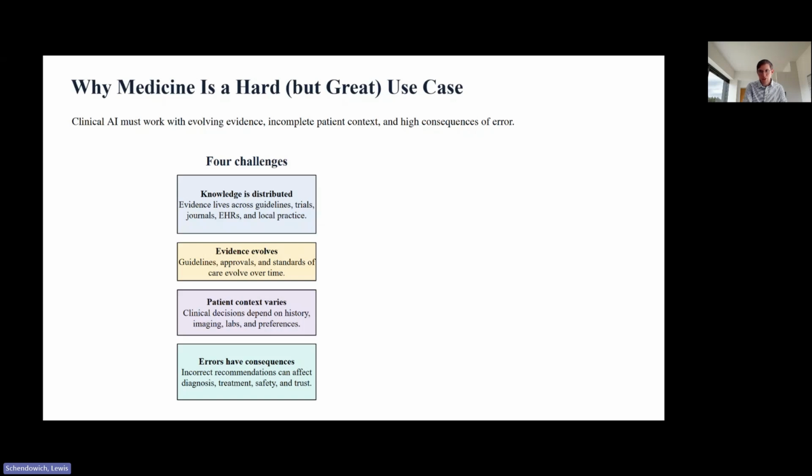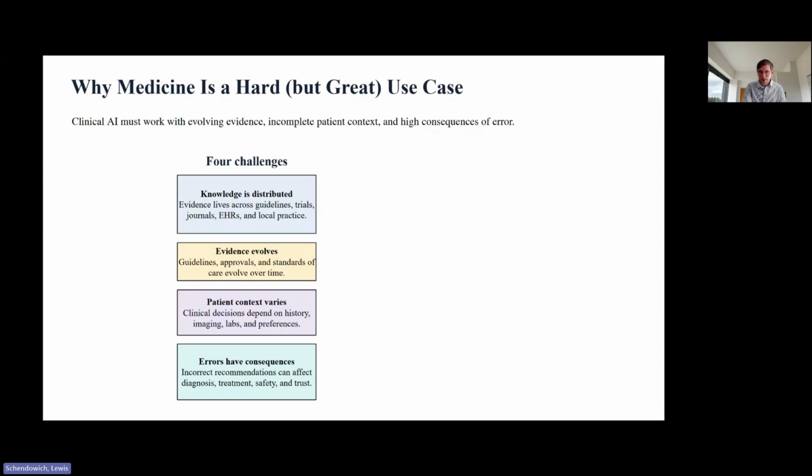The first is that medical knowledge is distributed across several different sources. The second is that evidence is continuously changing and updated. There are always new treatments for specific cancer subtypes, and it's constantly being updated. The third is that the patient context changes by case. So a treatment question may depend on the stage, mutation subtype, comorbidity, and also patient preference. The fourth is that errors have significant clinical consequences. So it's a very high-risk environment for these tools to be deployed in.